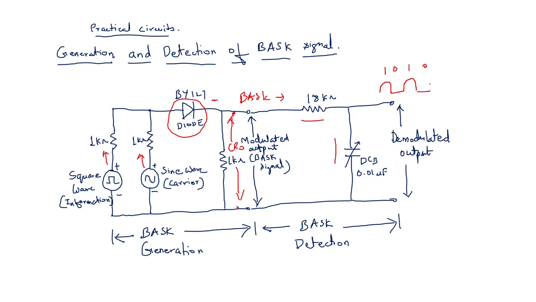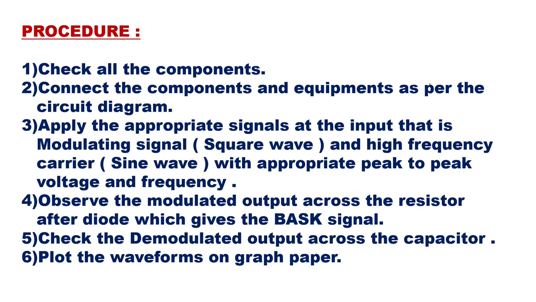So this will be a practical circuit by which you can perform the experiment of generation and detection of BASK signal. For the same circuit, you can have a procedure here. You can check all the components or connect the components and equipment as per the circuit diagram. Apply the appropriate signal at the input, that is the modulating signal in terms of square wave and high frequency carrier in terms of sine wave with appropriate peak-to-peak voltage and frequency. Observe the modulated output across the resistor after the diode, which gives the BASK signal. Check the demodulated output across the capacitor and plot all these waveforms on graph paper. This can be your procedure for the same experiment.